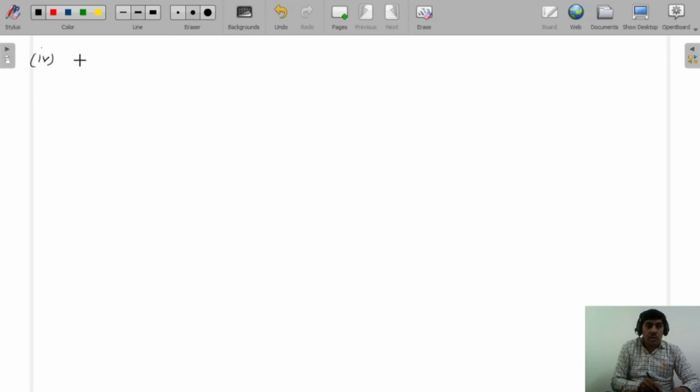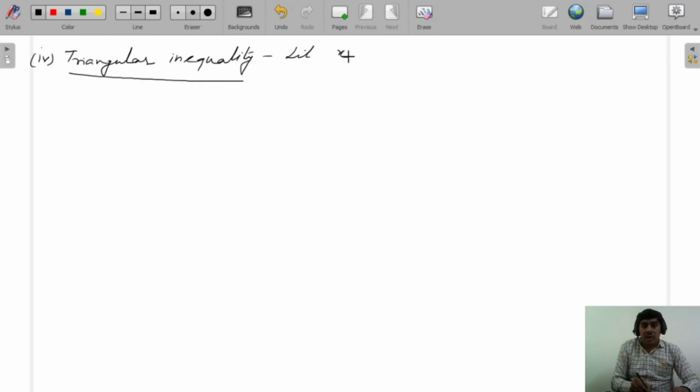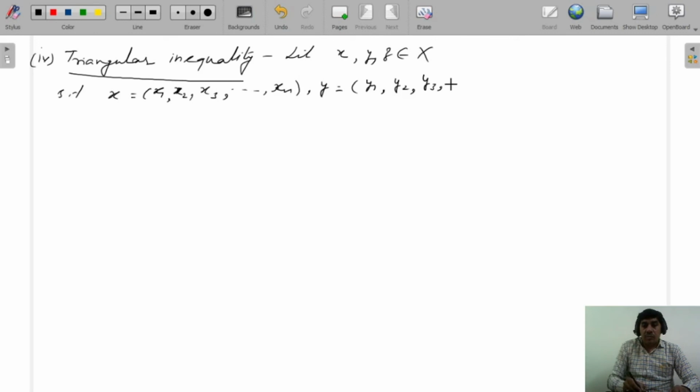Fourth, triangular inequality. Let x, y, z belongs to capital X such that x is equal to (x1, x2, x3, and so on, xn), y is equal to (y1, y2, y3, and so on, yn), and z is equal to (z1, z2, z3, ..., zn).